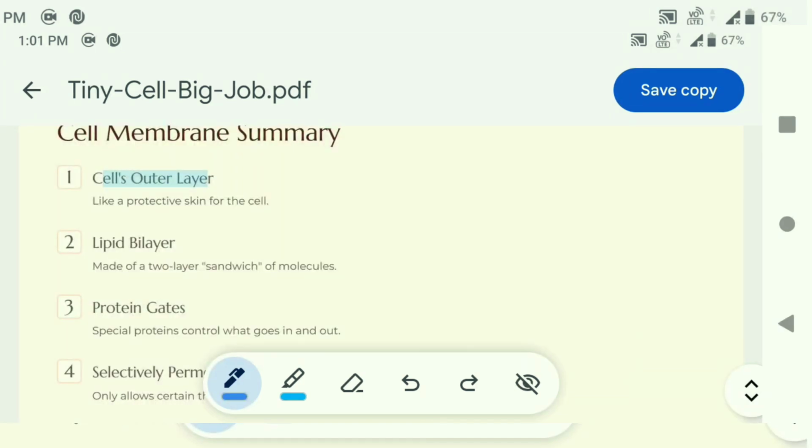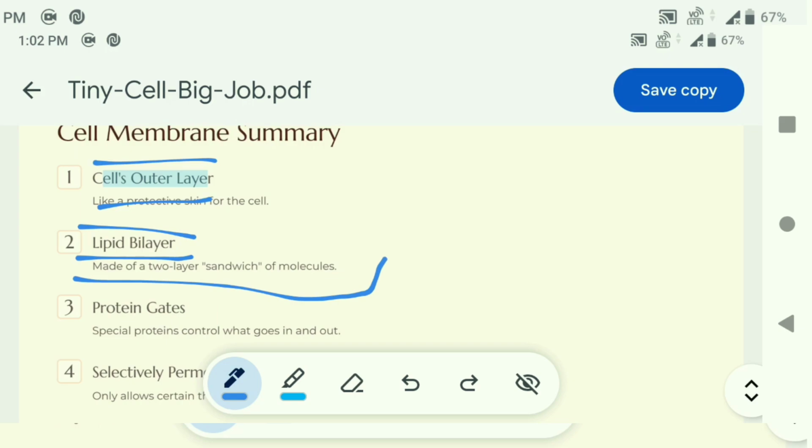Now let's move to the quick recap. The first one is this is the cell's outer layer. Yeah, this protects the skin of the cell, and it is also a bilayer. As you can see, it is like a sandwich. You will know exactly it's like a sandwich. It's a lipid bilayer. It also has protein gates. Why are these proteins important? Because these control the substances which go inside or outside of the cell.